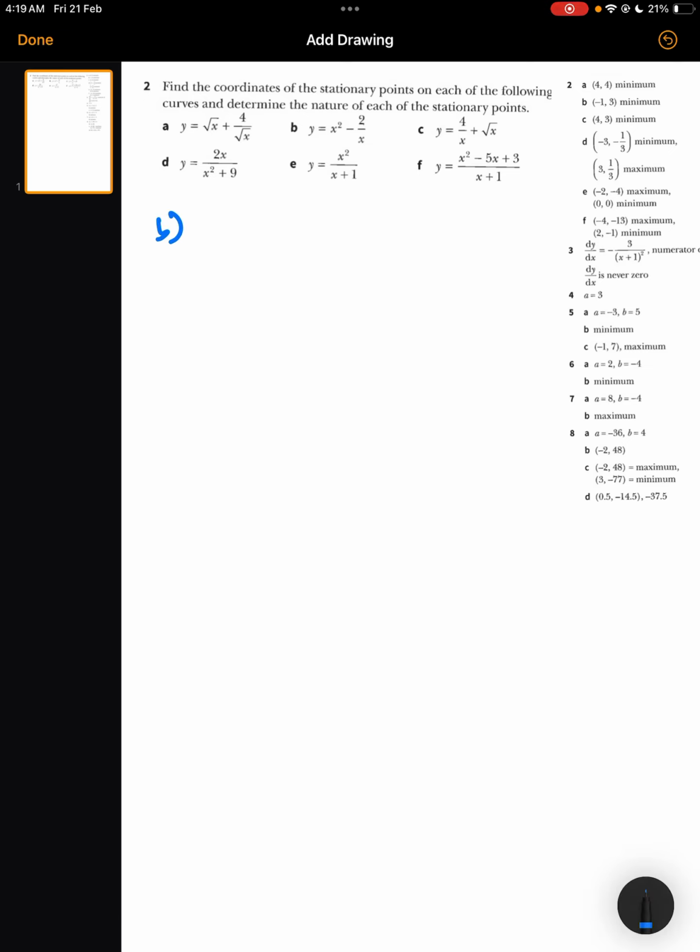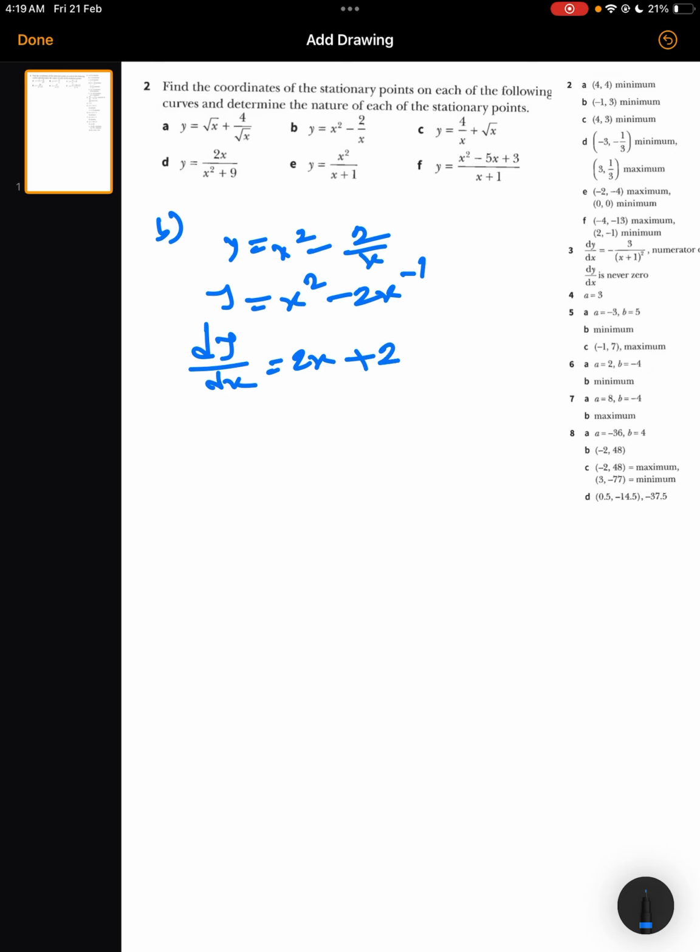Question number B. y is x square minus 2 by x. So the first derivative would be 2x plus 2 x to the power minus 2. For a stationary point, this is 0. So 2x is equal to minus 2 by x square basically.